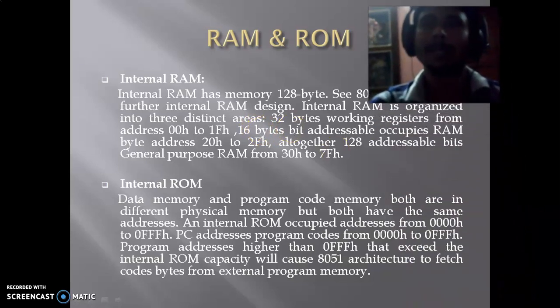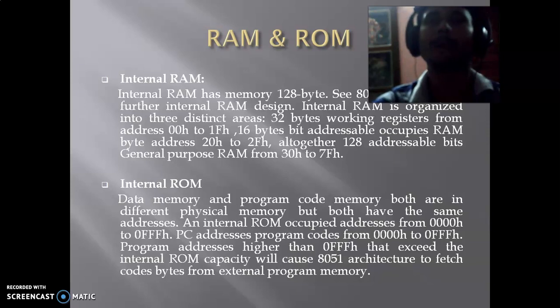And ROM: data memory and program code memory are in different physical memories, but both have the same addresses. The internal ROM occupies addresses from 0000H to 0FFFH, and the program counter addresses program codes from 0000H to 0FFFH. Program addresses higher than 0FFFH exceed the internal ROM capacity and will cause the 8051 architecture to fetch code bytes from the external program memory. So this is the ROM where we can store the data as well as the program.